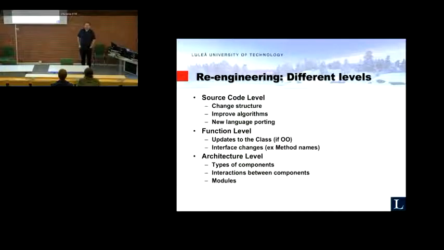You can update the class if it's object-oriented. You can do interface changes, names and stuff like that, to make it easy to understand, easy to read, and easy to structure. And you can do it on the architectural level. What components are you using? Interactions, reuse, and so on. Improve the modules and packages and stuff like that, and how everything fits together, to make it easier to use your code and easier to understand.